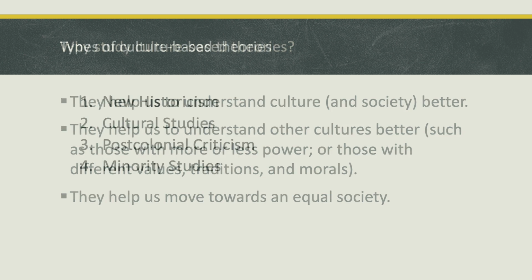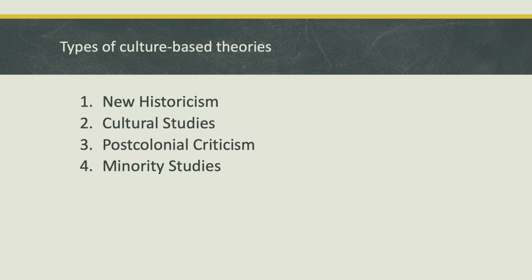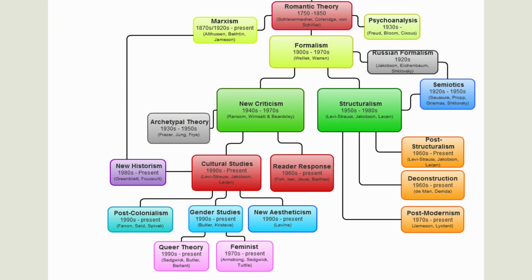important. Here are the most important types of culture-based theories: New Historicism, Cultural Studies, Post-colonial criticism, and Minority Studies. If we look again at the timeline of literary theories, we can see that most of these culture-based studies come recently.